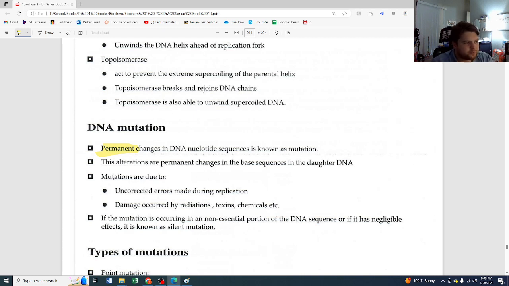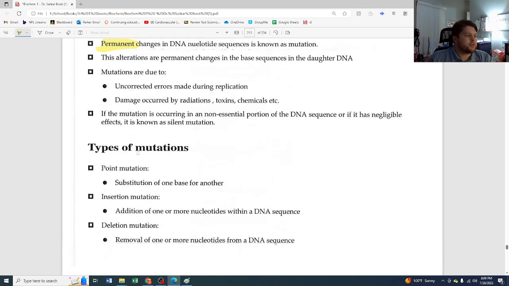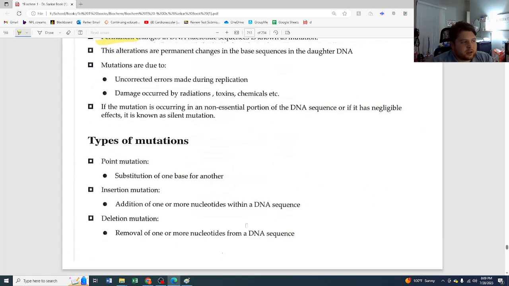It's referring to the fact that it's going to get in and mutate your DNA, which can then, depending on where the DNA is mutated, if it gets mutated beyond a point that your body can naturally fix it, then that's when you get cancer and certain diseases. So if the mutation is occurring in a non-essential portion of the DNA sequence, or if it has negligible effects, it is known as a silent mutation.